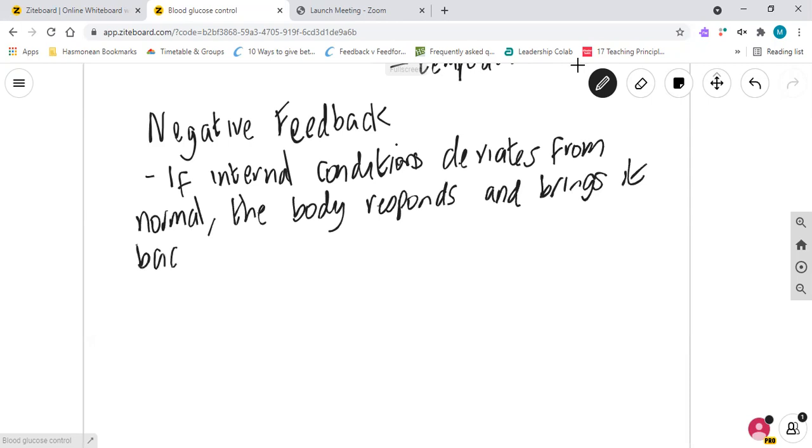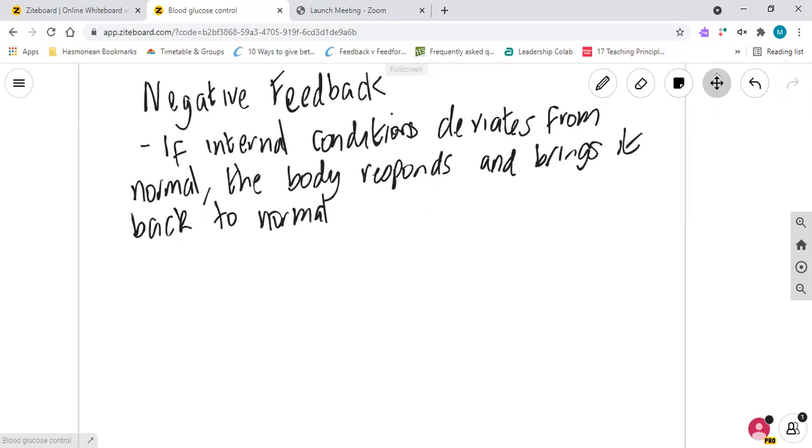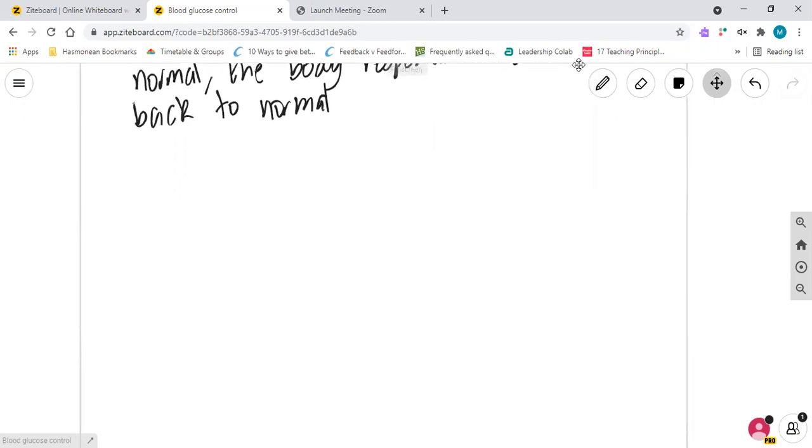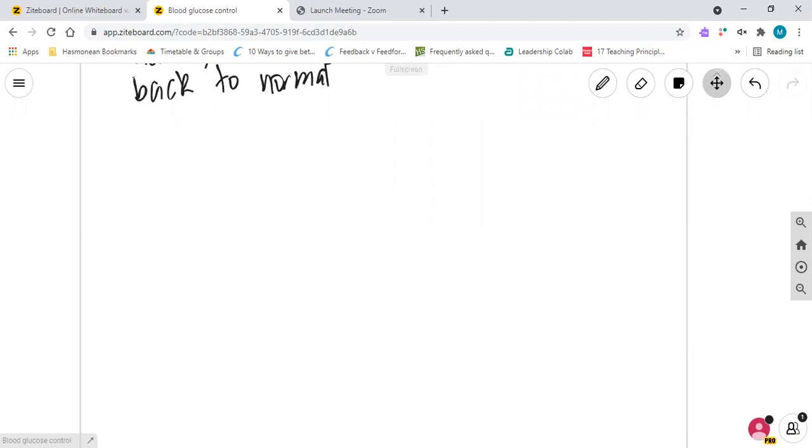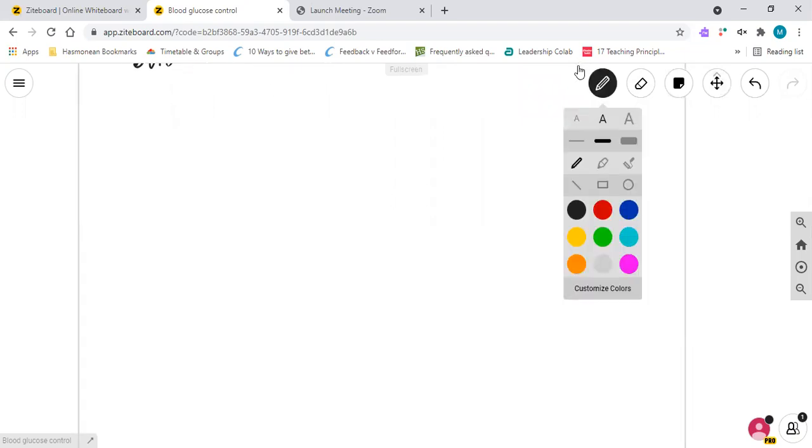So, for example, in the case of body temperature, if your body temperature goes too high, above 37 degrees, the body will respond, for example, with sweating or dilation of blood vessels, and bring the temperature back to 37. And that's what we mean by the process of negative feedback. And we're going to illustrate it here with reference to blood sugar control. Okay, so let's think specifically here about the control of blood sugar.